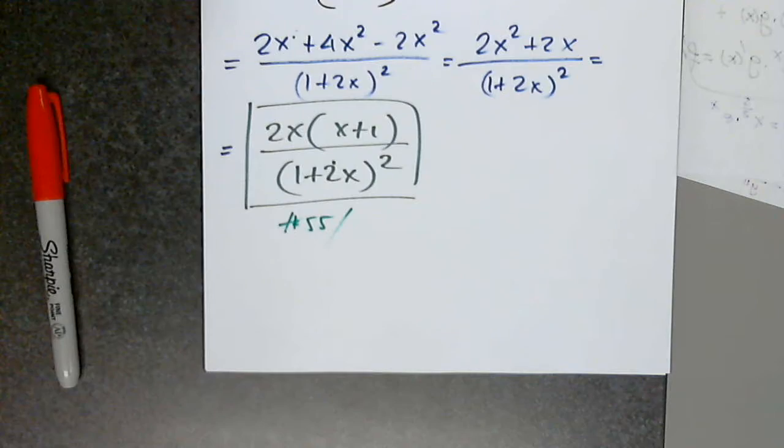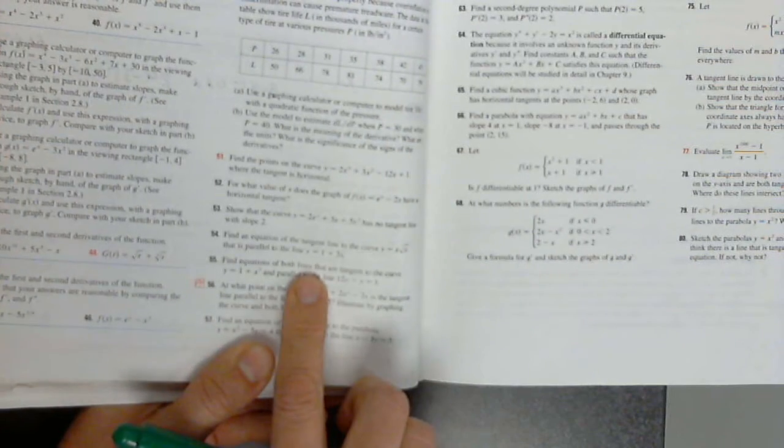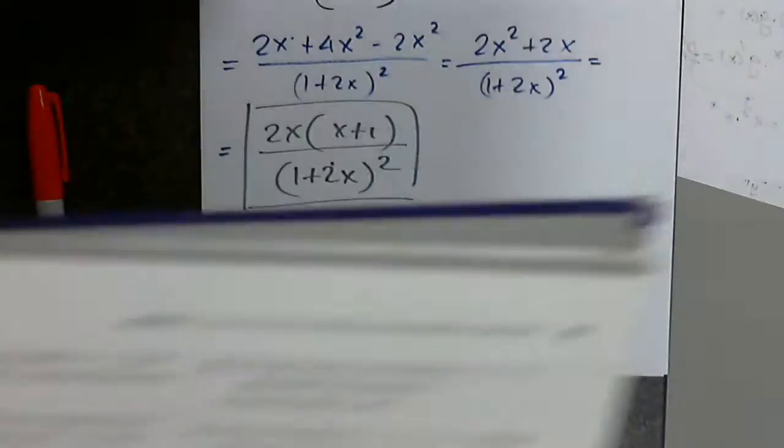Find equations. Very good. It's a good question. Find equations of both lines that are tangent to the curve y equals 1 plus x cubed and parallel to the line. One more time. Find equations of both lines, apparently there are two, that are tangent to the curve y equals 1 plus x cubed and at the same time parallel to the line 12x minus y equals 1.